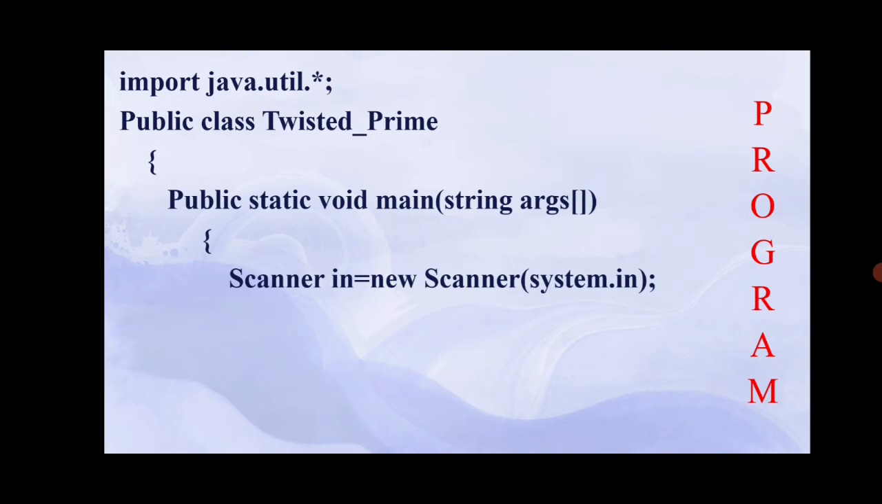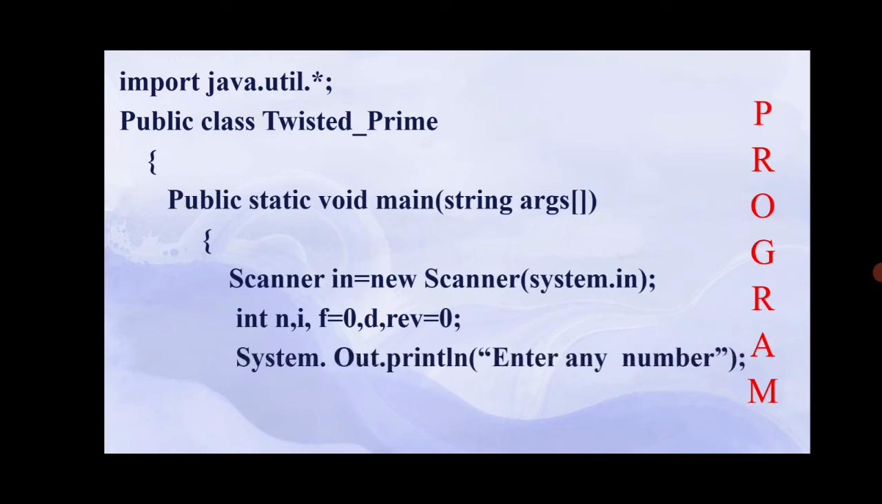Here we are creating an object in for the class Scanner, and the variables we are using in this program are n, i, f = 0, d, rev = 0, and the input statement is System.out.println("Enter any number"). We are taking only one number as the input, that is n = in.nextInt().